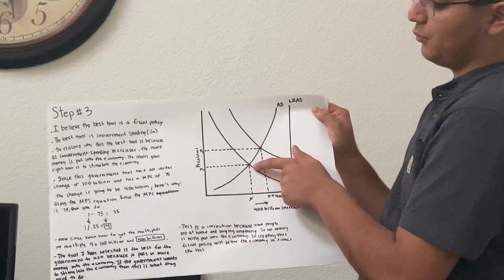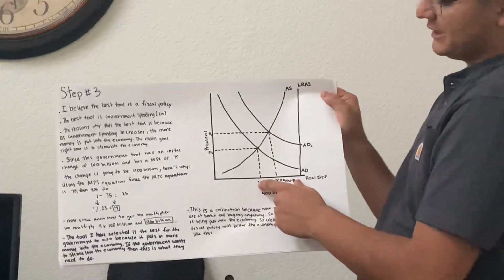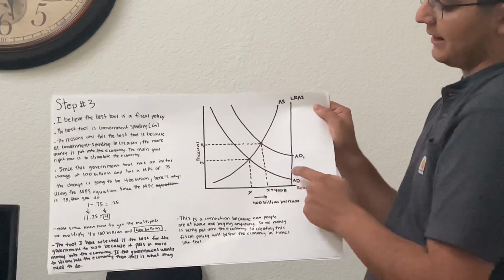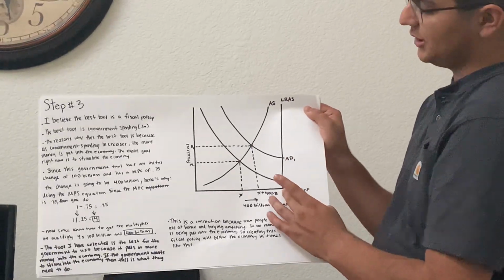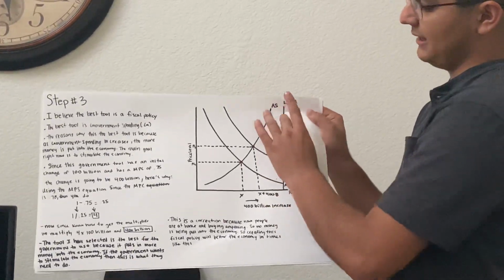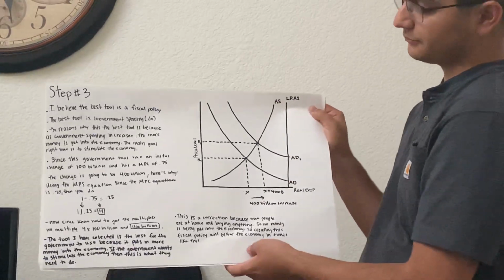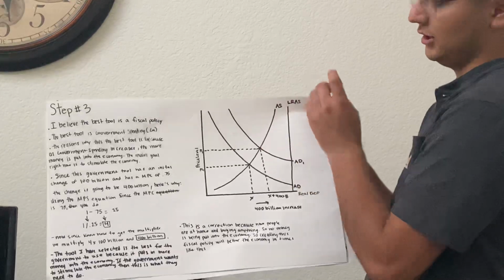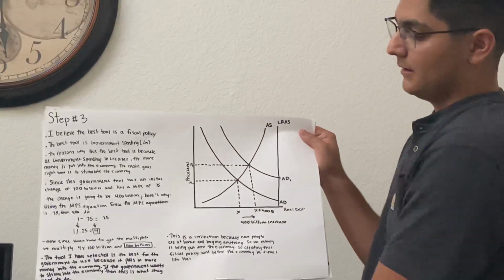The initial equilibrium point is right here. As we increase by X plus 400 billion, we shift right. So aggregate demand shifts right. As we get closer to the long run aggregate supply line is where we need to be. So increasing by 400 billion gets us closer to the long run aggregate supply line.